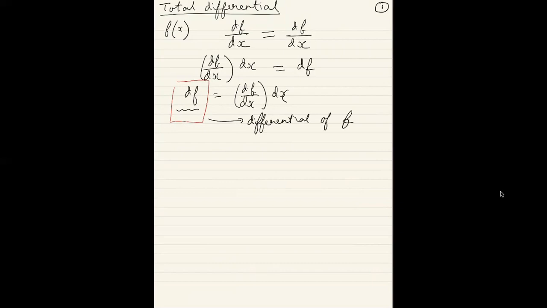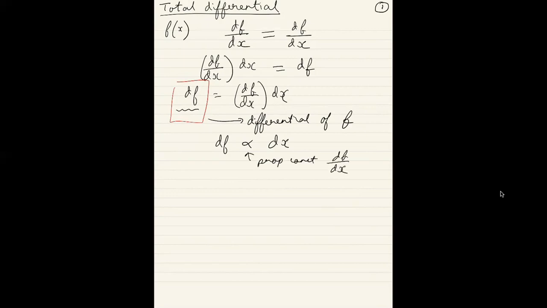So you can think of the first derivative df by dx as a proportionality constant which relates the infinitesimal change in the function df resulting from an infinitesimal change in the variable dx. So we can think that df is proportional to dx, where the proportionality constant is df by dx.